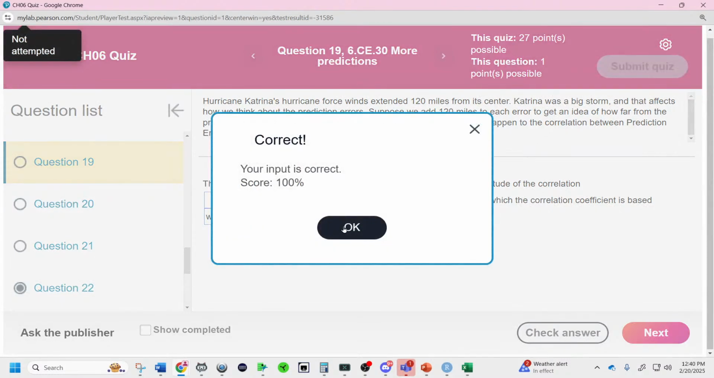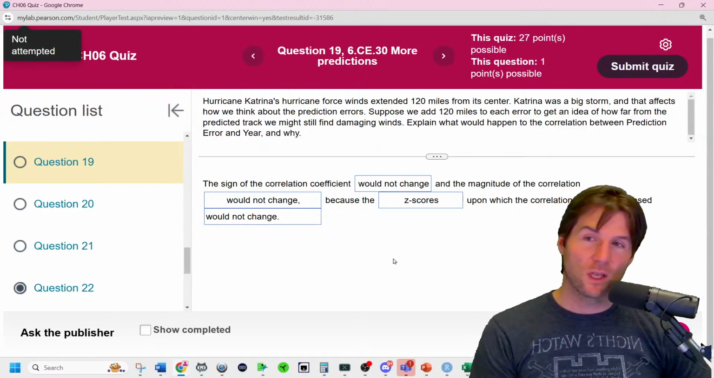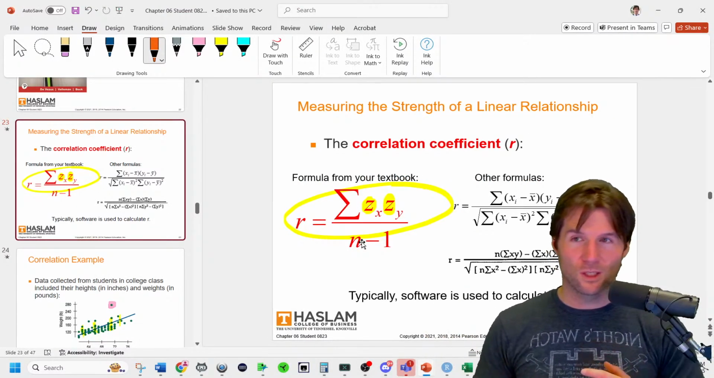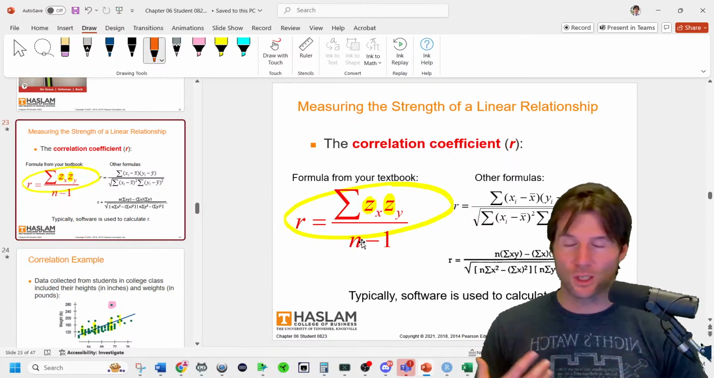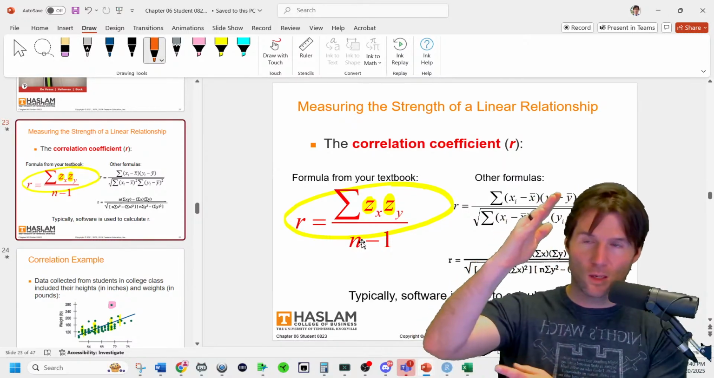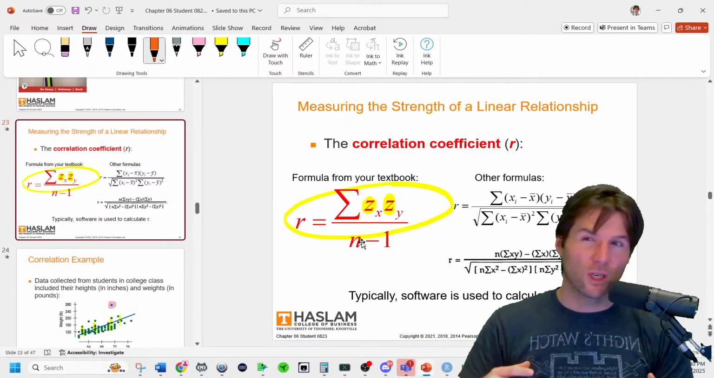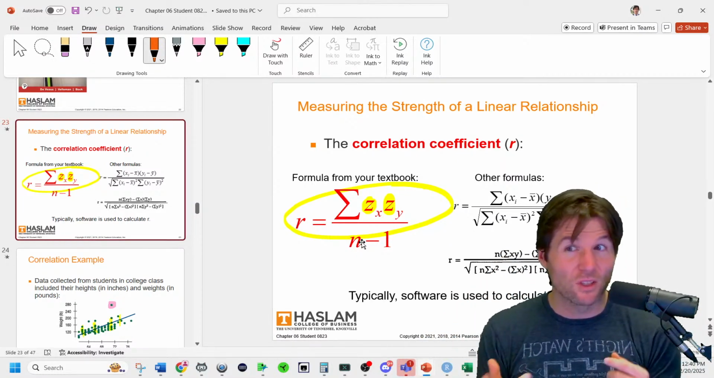It's a lot of things to click through, but it really just goes to that equation I was showing a second ago, that correlation is based on z-scores. So it would not change because the z-scores would not change. So it's saying the correlation wouldn't change from positive to negative, and the magnitude is the strength. They should have said strength. That would have been nicer for them to use the strength word.